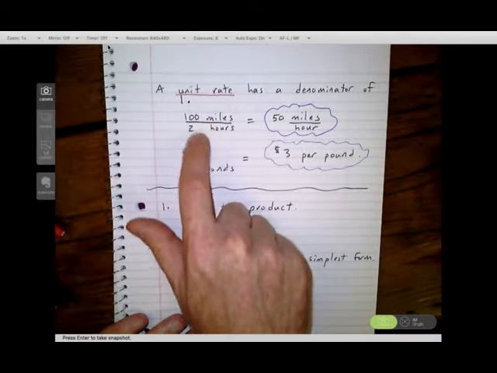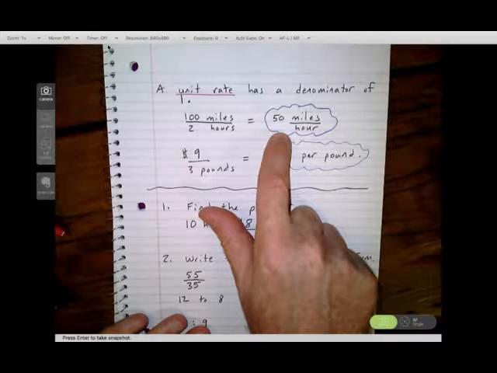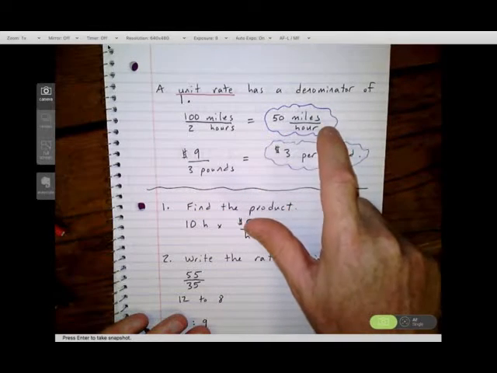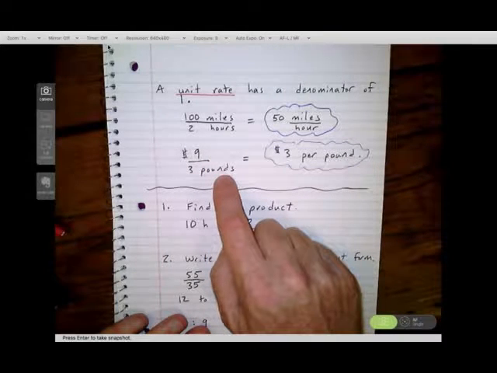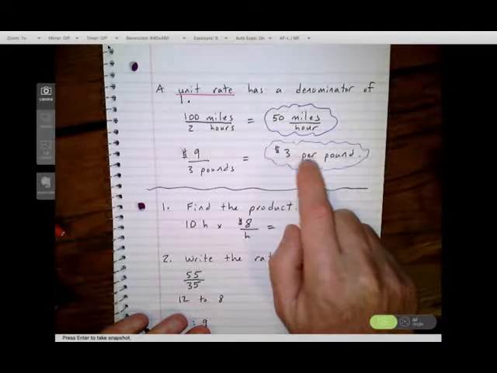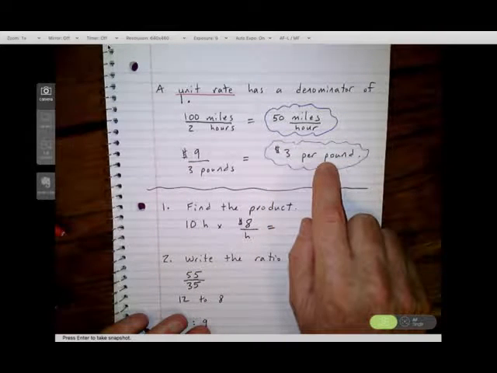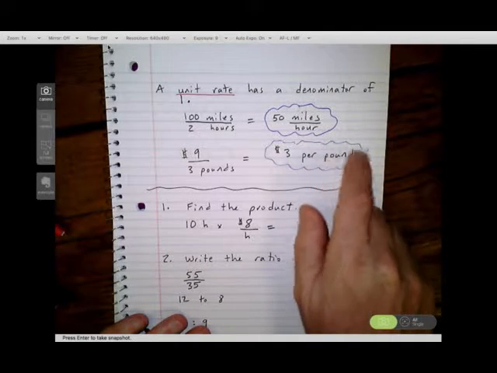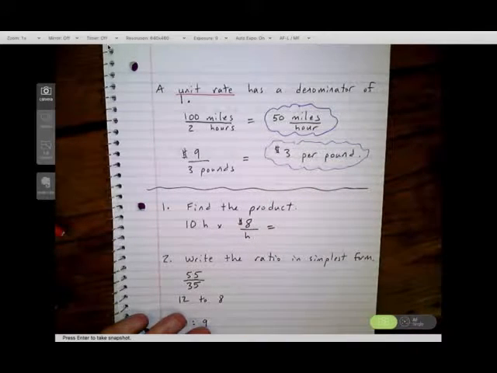So what we did, we just simplified this. We just reduced it to get a denominator of 1, and I didn't write the 1 down there. So it's 50 miles in 1 hour. Let's say you spent $9 for 3 pounds of apples. Well, people want to know, well, how much was it per pound? And I think you can see $9 for 3 pounds is $3 per pound. So that's a unit rate. It's $3 for 1 pound. Again, a denominator of 1, or the second quantity is a 1, so it's $3 for 1 pound.